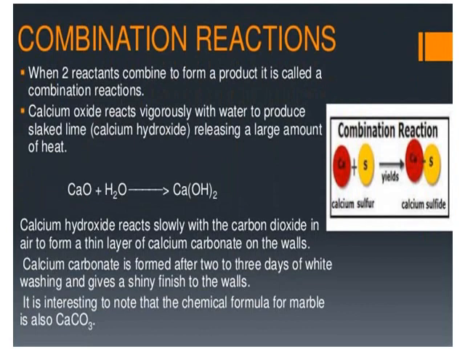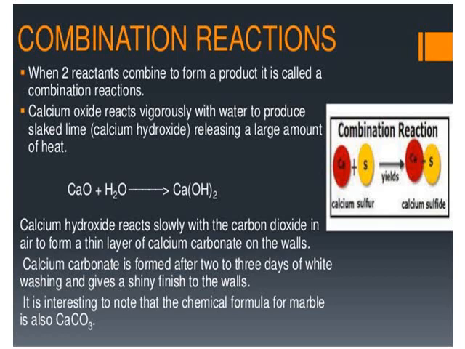Children, now let us see about the first type of reaction, the combination reaction. When two reactants combine to form a product, it is called a combination reaction. So when two reactants combine to form a single product, it is called a combination reaction. This is the definition for combination reaction. Now let us see the example of this combination reaction.